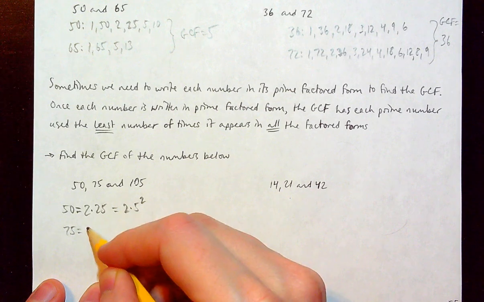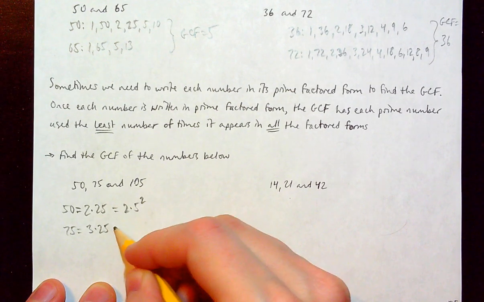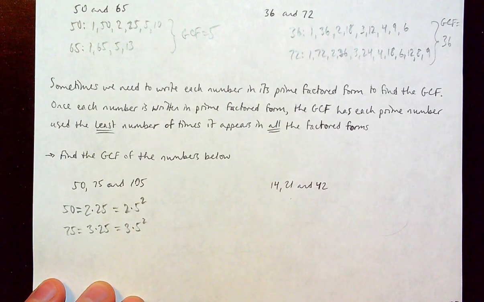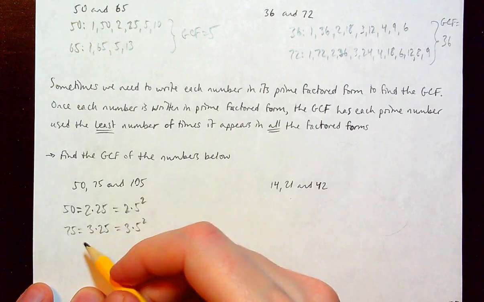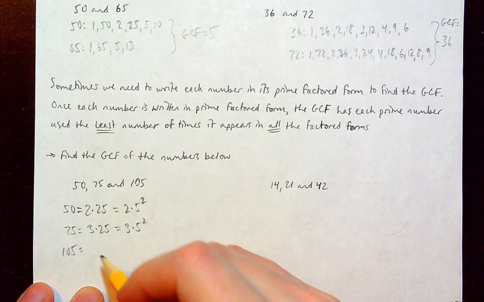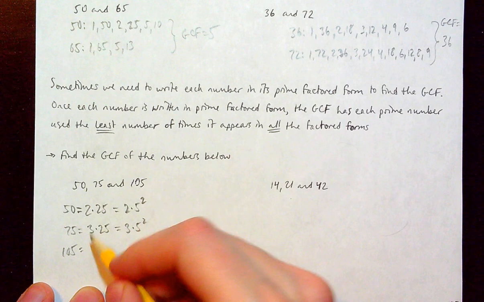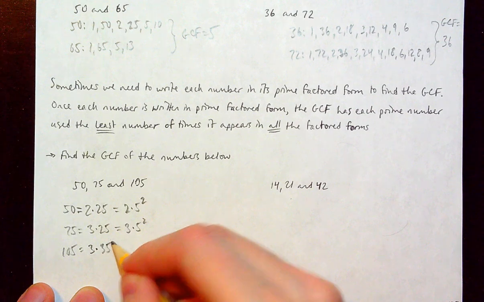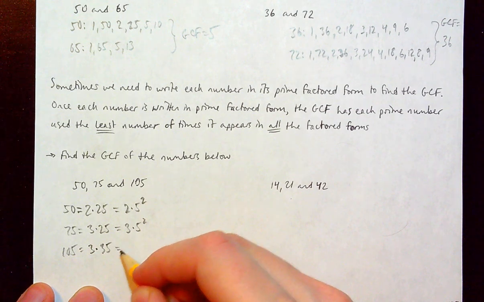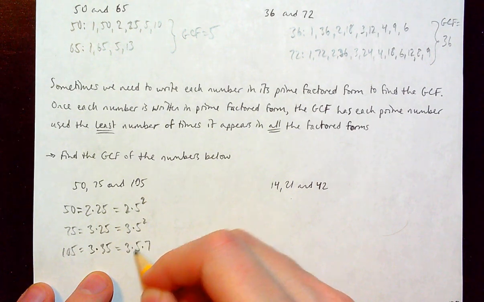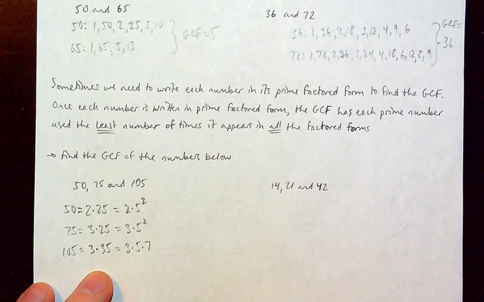75 is 3 times 25, and that is 3 times 5 squared. And 105, so 2 is not a factor, 3 is a factor. I have 3 times 35 will give me 105. And now 35 is 5 times 7. And 3, 5, and 7 are all prime numbers. So we stop here.